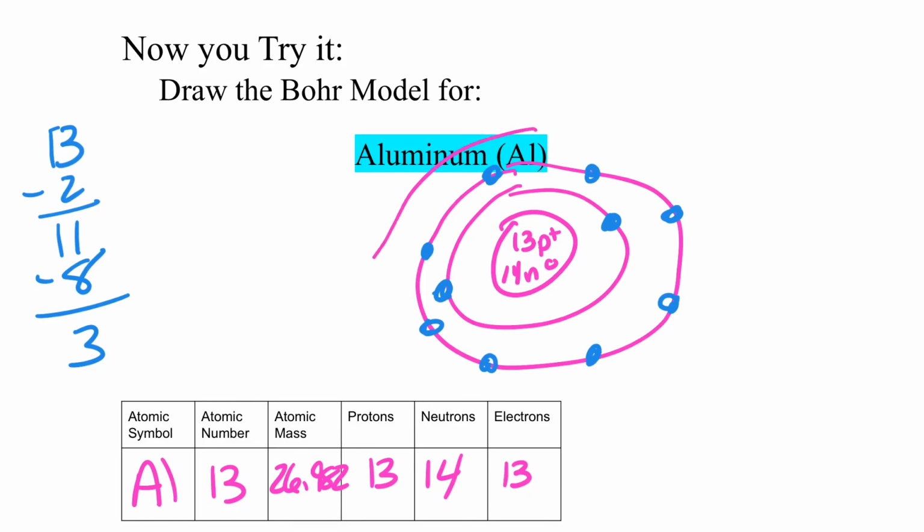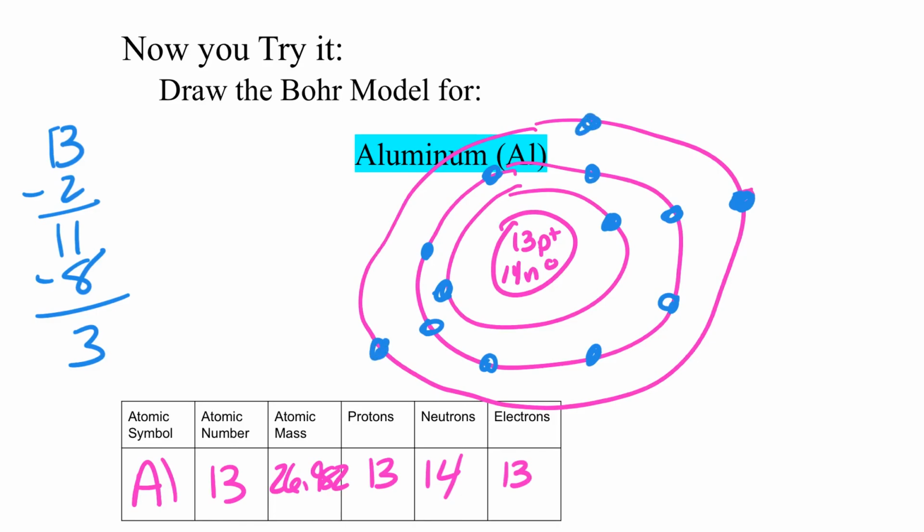So I need to add another ring because I can only put 2 electrons in the first energy shell, 8 electrons in the second energy shell, and this energy shell can actually hold up to 32, but I only need to place 3 for aluminum. So this is the Bohr model for aluminum.